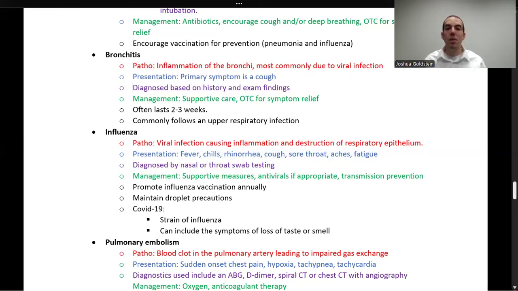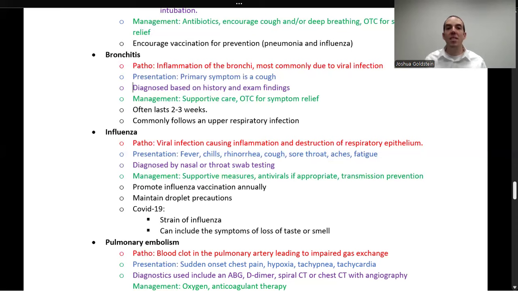For pulmonary embolism, the pathophysiology is a blood clot in the pulmonary artery leading to impaired gas exchange. So remember, when we bring air into our lungs, it makes it all the way down to the alveoli, and then it crosses from the alveoli into the capillary. And from the capillary, now it's in the bloodstream, and now it keeps going. Except if there's a blood clot in that bloodstream, then it crossed over to there, but it's not going anywhere. It's stuck. So that leads to impaired gas exchange.